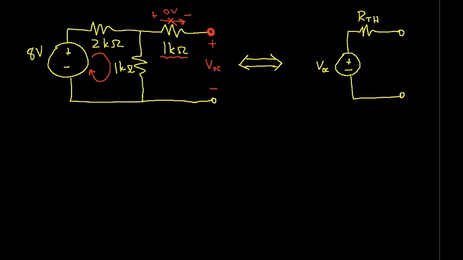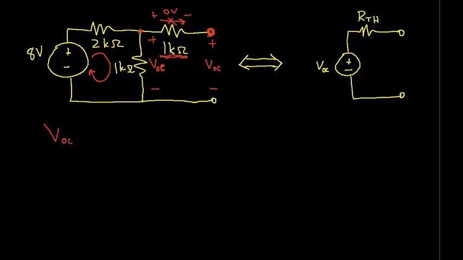Which means that the open circuit voltage that I want to find is actually the voltage across this 1 k ohm resistor. Okay, again, because the voltage across this 1 k ohm resistor is 0, that means this point is at the same voltage as this point. So I need to find VOC. In this case it's going to be pretty easy.